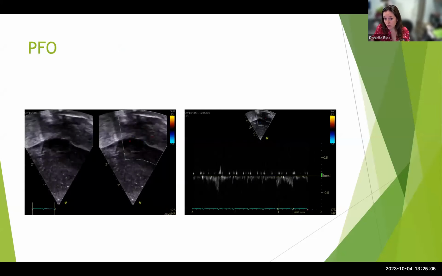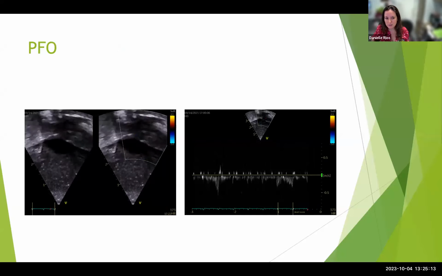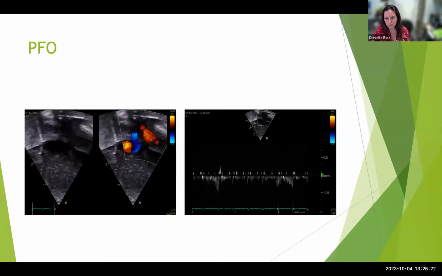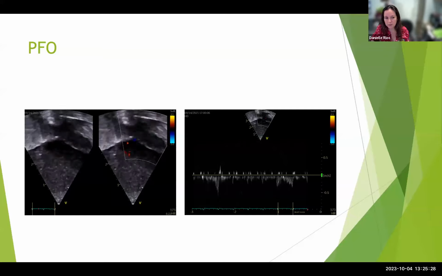You can also look at the PFO. So the presence of an exclusive right to left atrial level shunt or communication in the assessment of PH is always abnormal, and that should prompt further evaluation. So here in the image on the left, we see an exclusively right to left shunt through the PFO with color, and then pulse wave Doppler on the right.